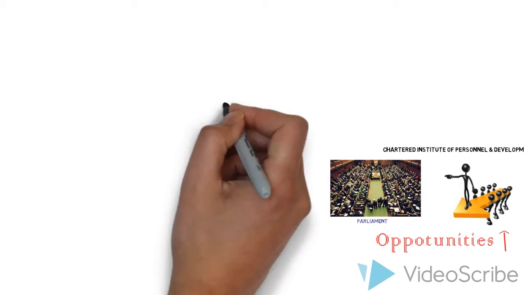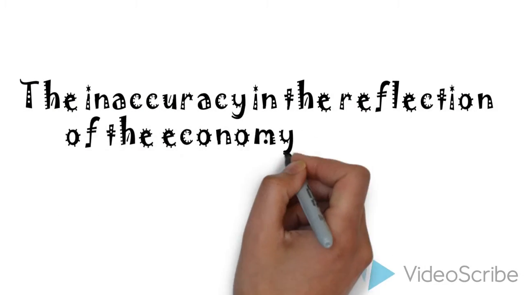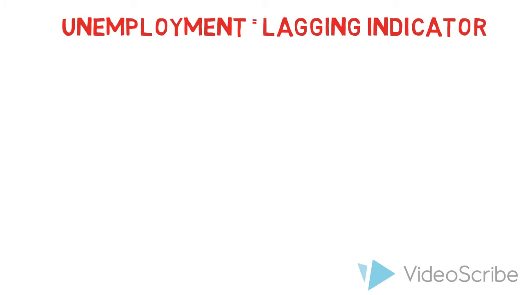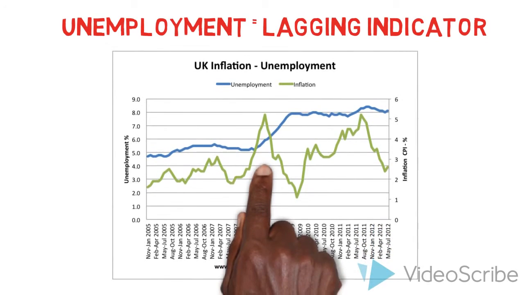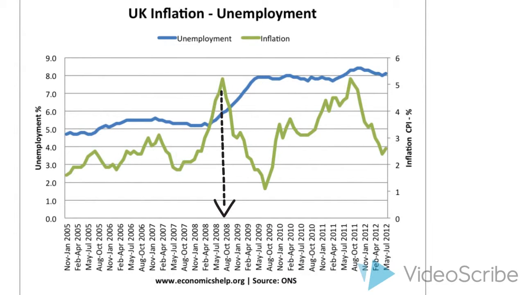Now, I will tell you about the factors leading to the inaccuracy in the reflection of the economy. First of all, unemployment is a lagging indicator. On the graph below, you can observe that the inflation that occurred in 2008 affects the unemployment rate only a year later.